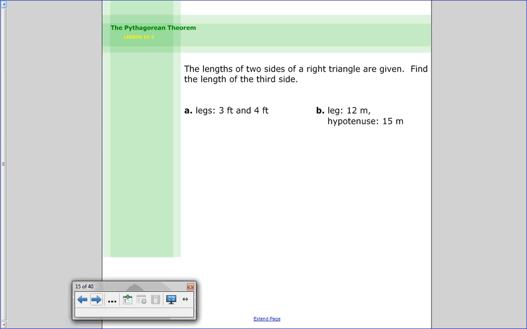So the lengths of two sides of a right triangle are given. Find the length of the third side. I want you to do A, because it's very similar to the one we just did. They tell you the legs are 3 feet and 4 feet. And we're going to do B together because it's set up a little bit different. So go ahead, do A, and when you're all done, come back and check it. So pause me now.